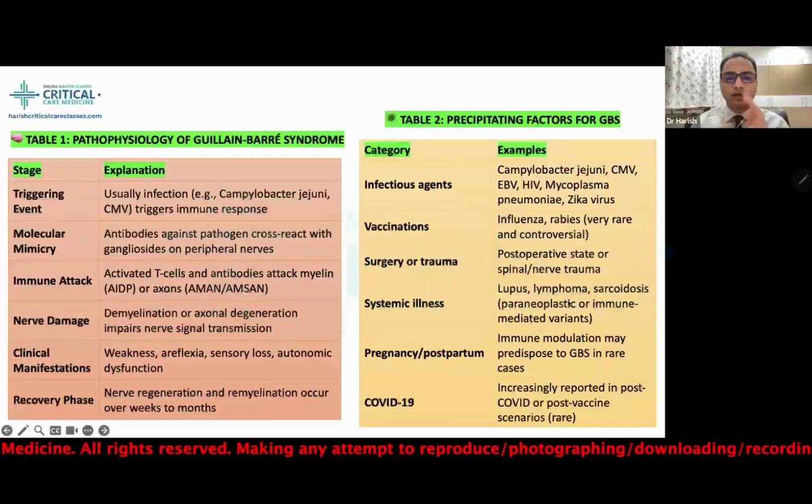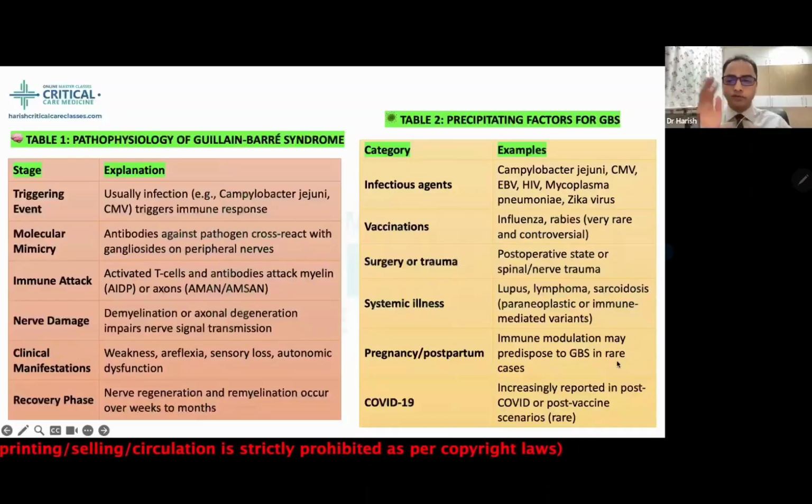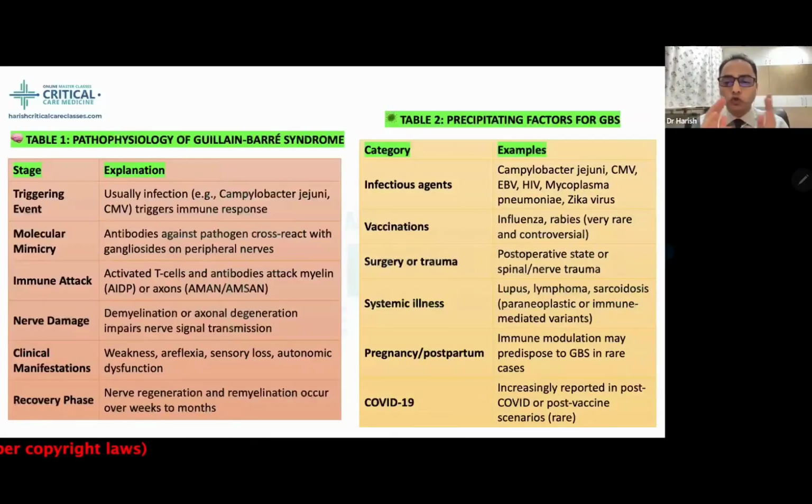Systemic illnesses like lupus, lymphoma and sarcoidosis can have GB syndrome, with paraneoplastic manifestation or immune mediated variant. Pregnancy and postpartum, where immune modulation may predispose to GB syndrome in rare instances. COVID-19 is increasingly reported, post-COVID or post-COVID vaccination GB syndrome scenarios. Again, remember at least 4 to 5 precipitating factors at this level.